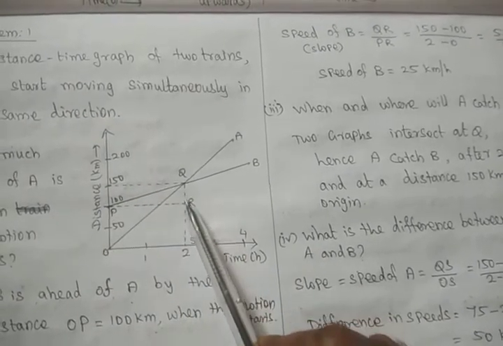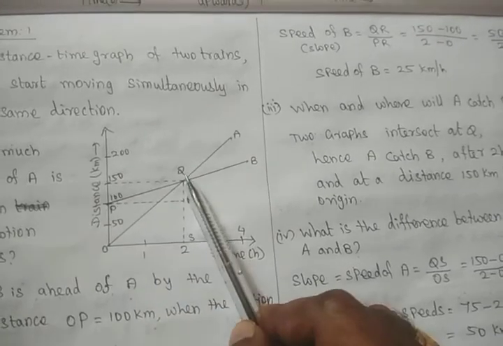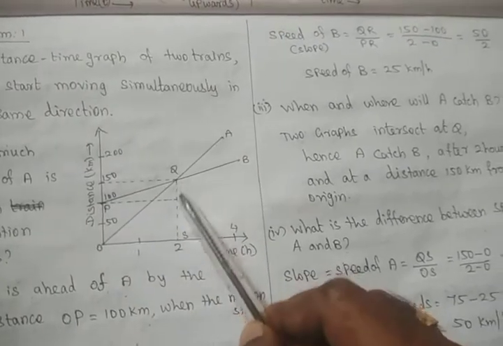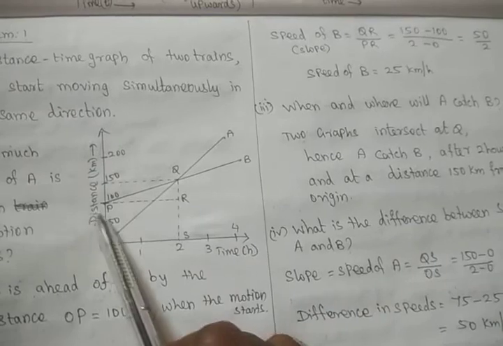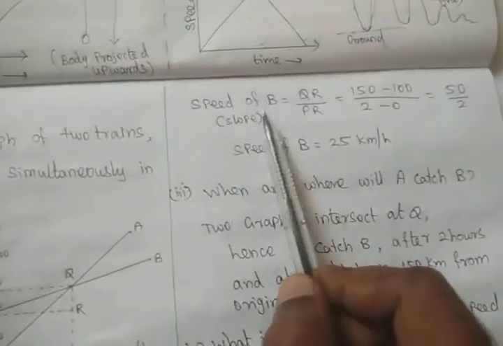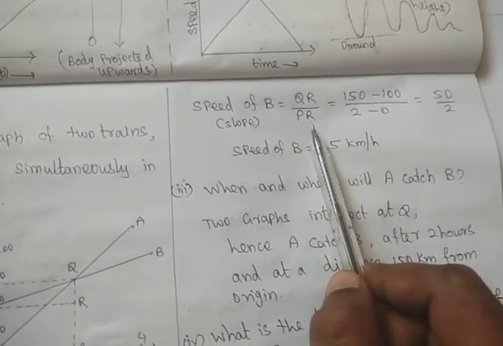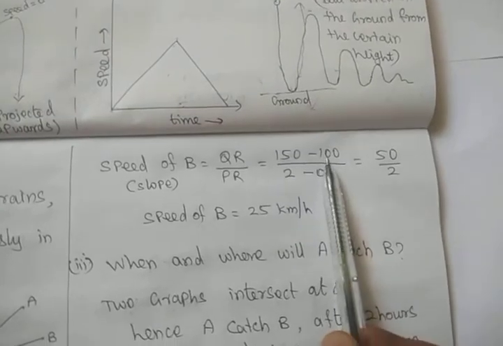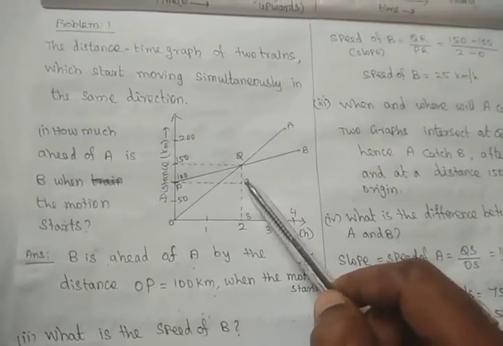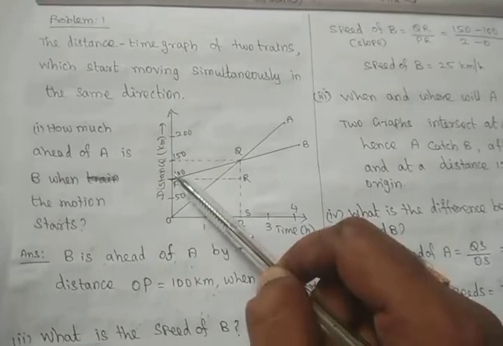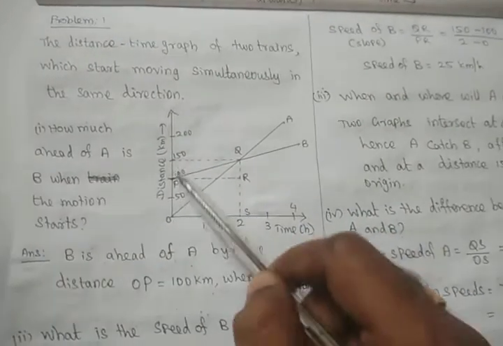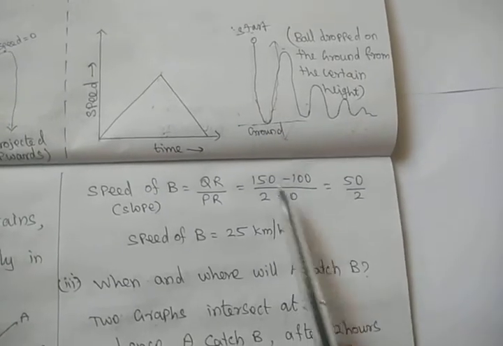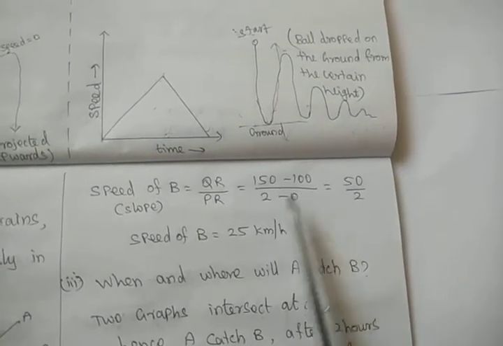QR and PS. Slope means y divided by x. Here the y-axis is QR and the x-axis is PR. So slope equals QR by PR. Q is 150 kilometers and R is 100 kilometers. For the time, R is 2 hours and the initial is 0. So 0 to 2: 2 minus 0. And 150 minus 100, over 2 minus 0.